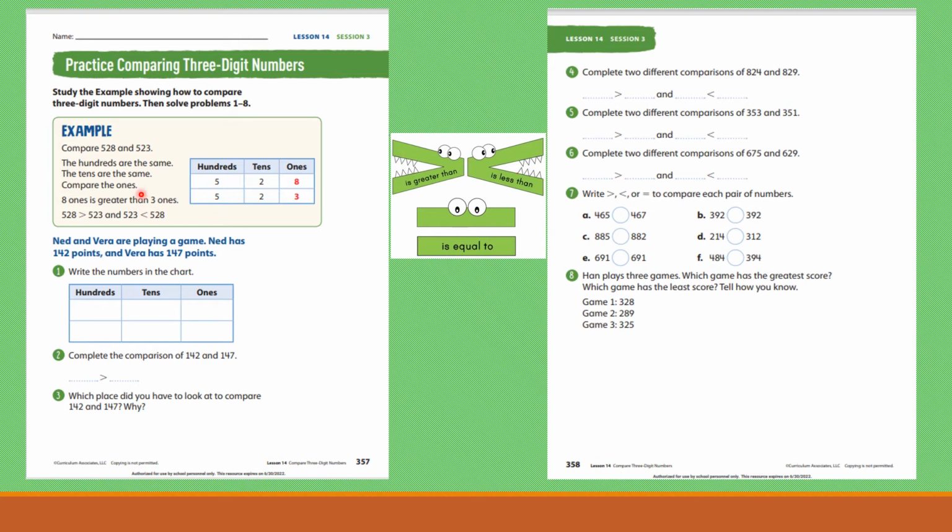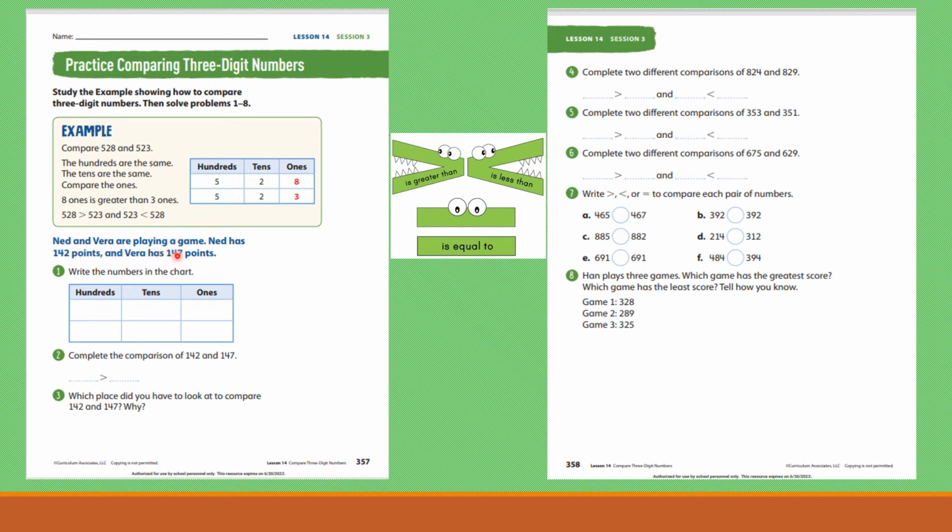All right. It says compare 528 and 523. The hundreds are the same. The tens are the same. Compare the ones. 8 ones is greater than 3 ones. So it says 528 is greater than 523 and 523 is less than 528.